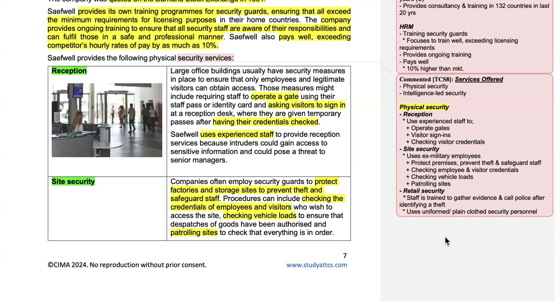So our staff is trained to gather evidence and call police if they encounter an intruder or whatnot, or if they encounter a threat, a theft rather, and they use uniformed or plain clothes security personnel within these retail environments.